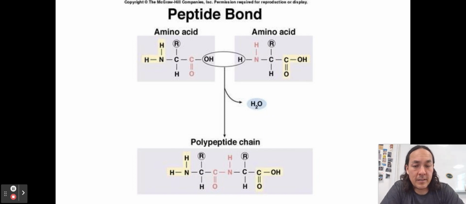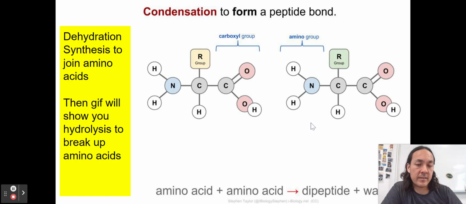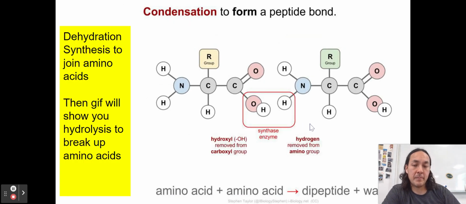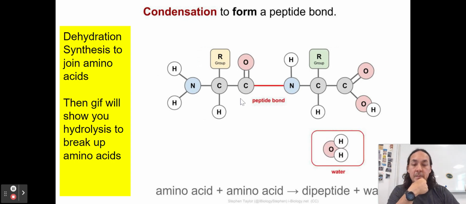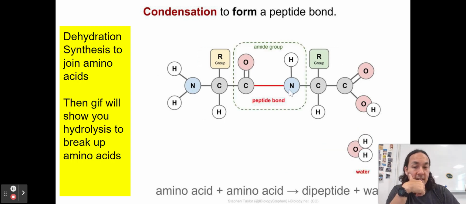And so the proteins in your body can be thousands or millions of amino acids bonded together in a chain. Once they're bonded together, they'll start to twist and fold and make a shape. And we'll see that in a second. But let's watch this dehydration synthesis here. There we go. Now let's see how we break it apart, right?